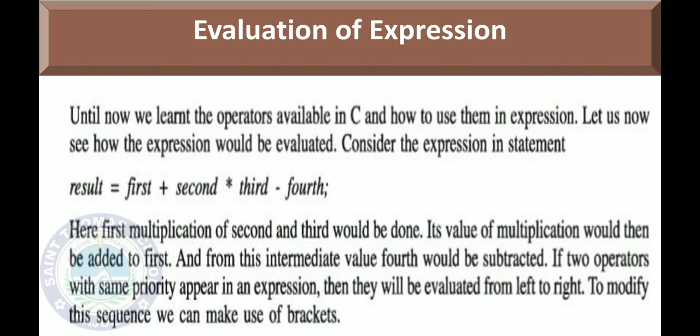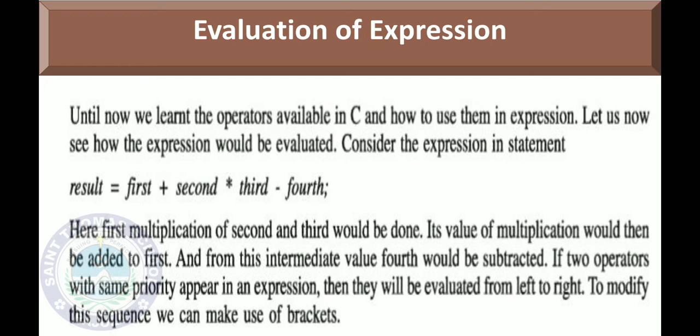First we will do the multiplication of second and third. Then the value of the multiplication would be added to first. Means after multiplication which operation will we perform? Addition. Whatever value we got from the multiplication, we will add to the first variable, and then from this intermediate value the fourth would be subtracted.